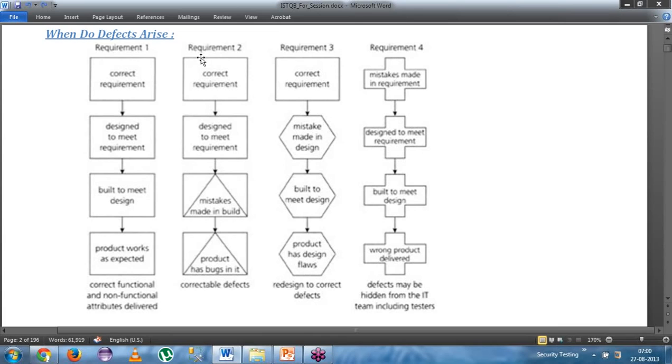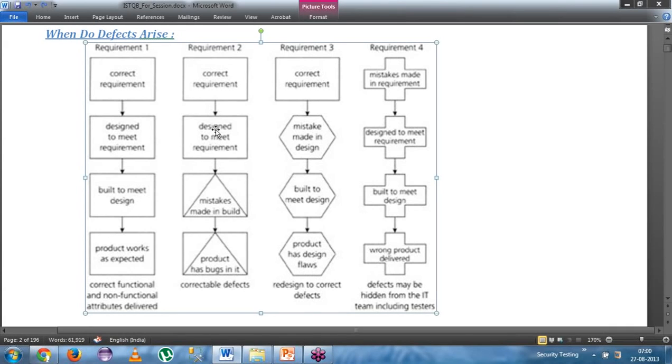Okay. Whereas if you see this particular workflow, for one of the requirements, you have the correct requirement, you have the correct design as well. But when you're coding or doing the build, if you make a mistake, the product has got bugs in it. So this is also known as a correctable defect. If you are doing some kind of coding defect, it can be corrected. The issue happened just after the design, so it's just something to do with the coding. With code changes you can fix it. So this is a correctable defect.